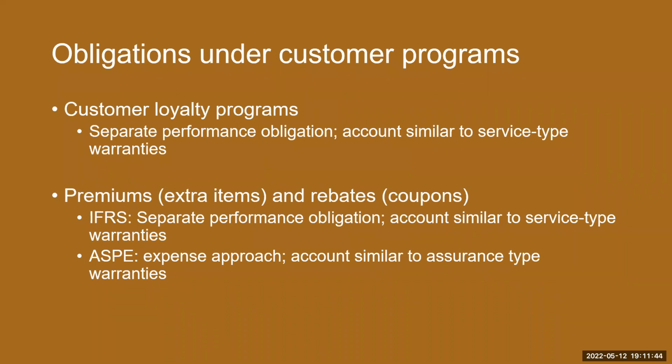We don't have in Canada as much of these premiums and rebates, but sometimes you might have seen, oh, if you buy this bag or this big box of cereal, it comes with a smaller free item, right? Or sometimes it is like you buy two, you get the third one free, that kind of thing. So those are considered premiums, extra items, or sometimes you have these coupons, right?